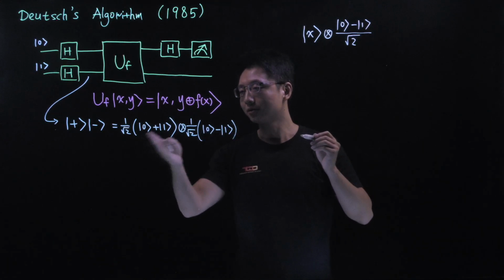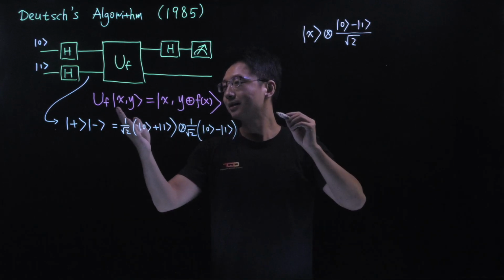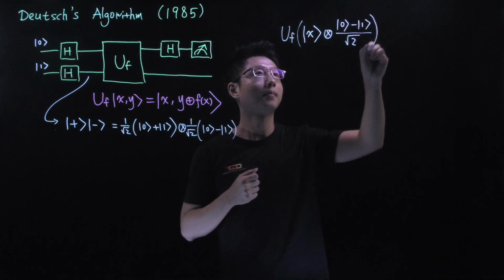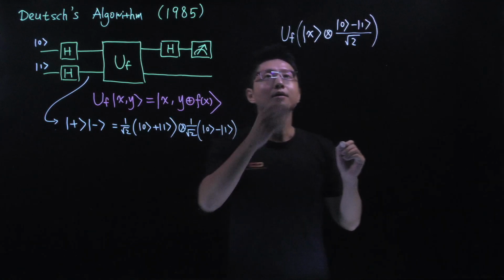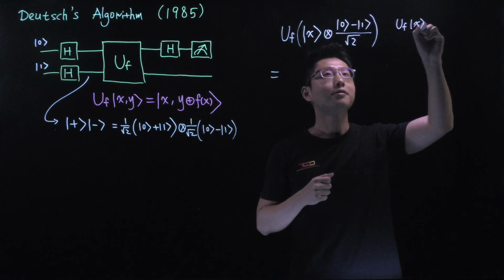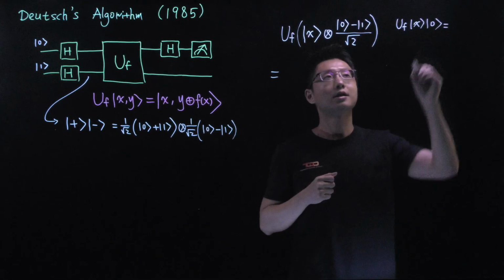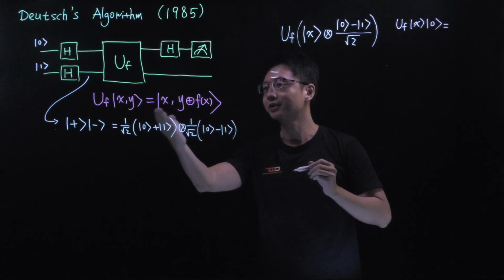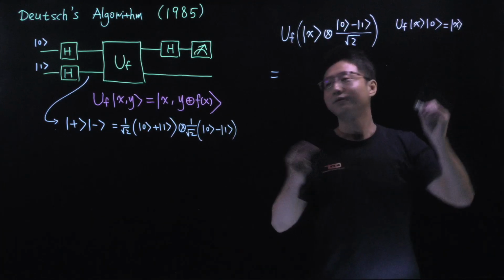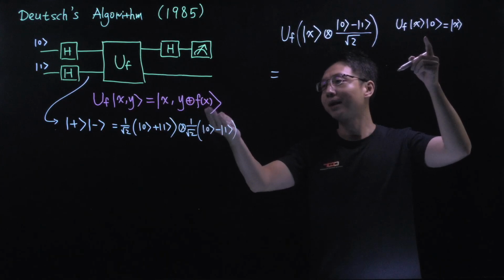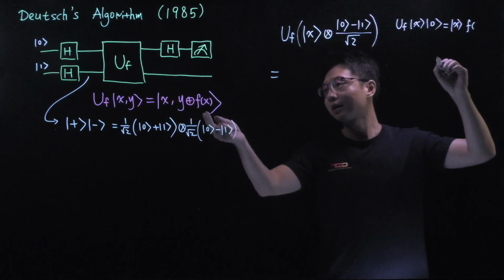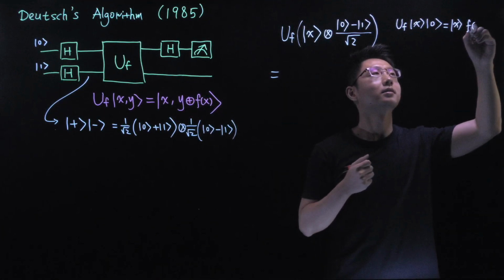The x could be 0 or 1. And let us study the action of UF on this state. So the UF acting on x and 0 turns it into, according to this equation over here, the first x is unchanged. For the second one, we have y, which is 0, plus f of x. So we will have f of x.